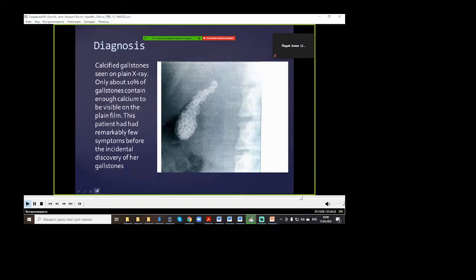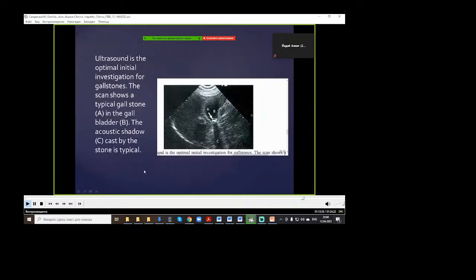How to make a diagnosis of cholelithiasis? We may perform X-ray, but most gallstones are not visible on X-ray. Only about 10% of gallstones contain enough calcium to be visible, like on this X-ray. That is why the most important method is ultrasound. Nowadays, this is the most important method for diagnosing of gallstones. So this is the gallbladder. This white is a gallstone.